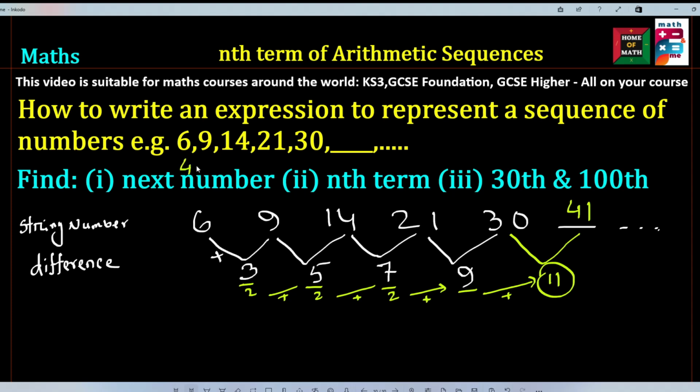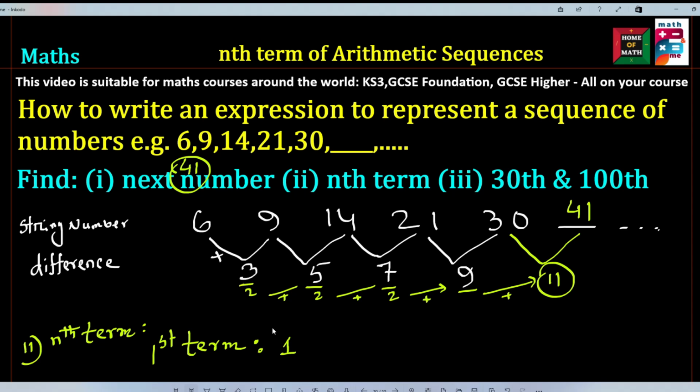Which one is 41? But what is the nth term? How do we find the nth term? Before finding the term, we have to work out how 6 becomes. Look, this one is the first term. The first term is 1. What is the difference? Difference 3. But here is an interesting thing, the difference is not always 3.